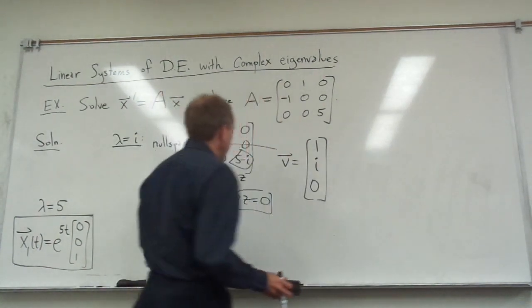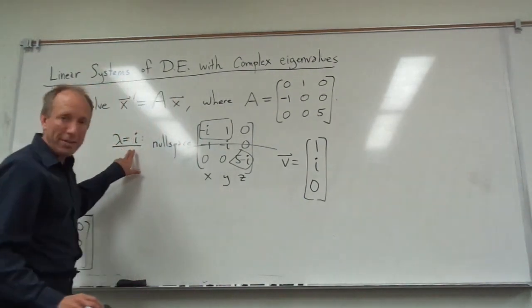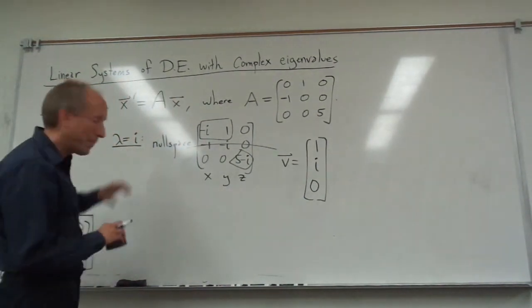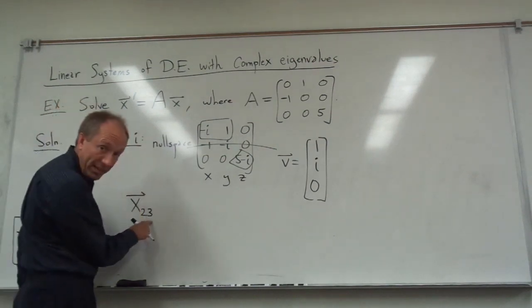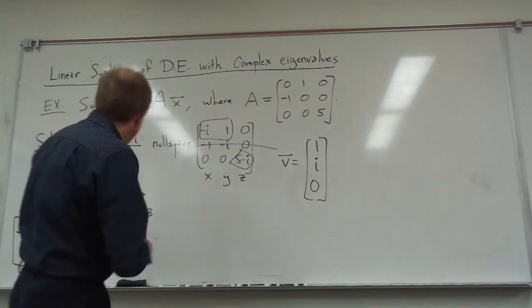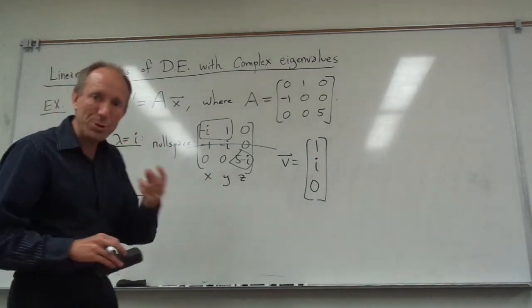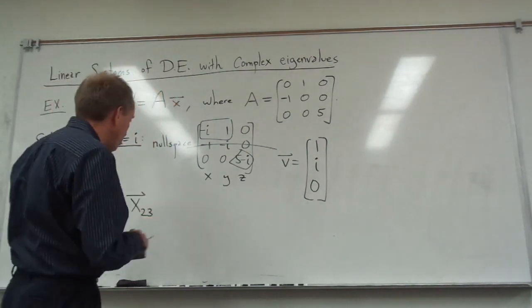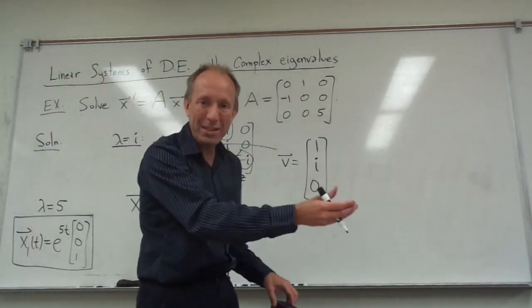So that is the eigenvector that corresponds to the eigenvalue lambda equals i. Okay? So when I'm trying to find, I'm going to just call this x2, 3. Okay, this is not 23, this is 2, 3. So I have x1 right here, and I know that this eigenvalue is going to produce 2 solutions, which I'm eventually going to call x2 and x3.